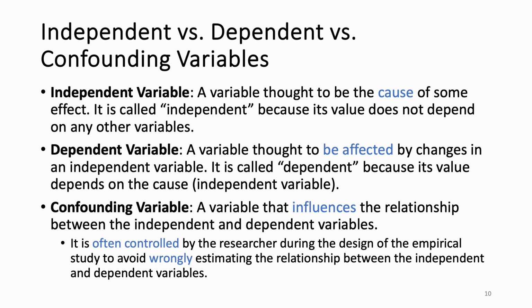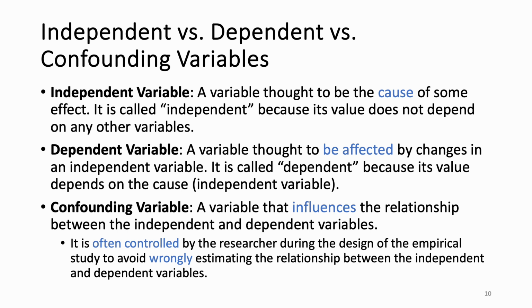First, we have the independent variable. The independent variable is considered to be the cause of some effect. So if you conduct an empirical study and you have a variable that is causing a certain effect, then this variable is the independent variable. And there might be more than one independent variable, of course. It's called independent because its value does not depend on any other variables that you consider in your empirical study.